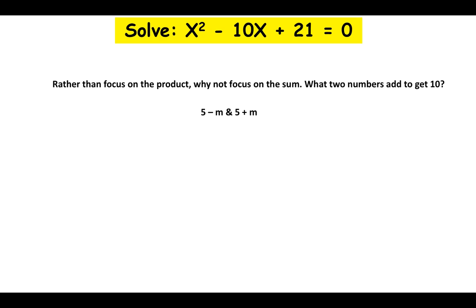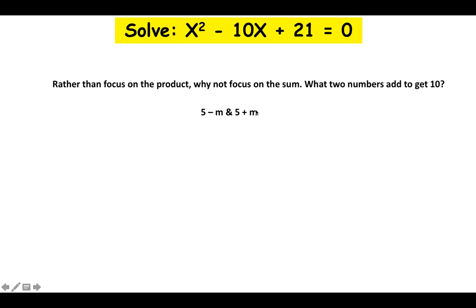Let's try it. If m in this case is 2, 5 take away 2 is 3, but 5 plus 2 is 7. 7 plus 3 is 10. It doesn't matter what m is, it will always add up to 10 simply by splitting 10 in 2 and then taking away the same number from half of 10 and adding the same number to the other half. Algebraically, it works as well, simply because if we add these together, minus m plus m is 0.